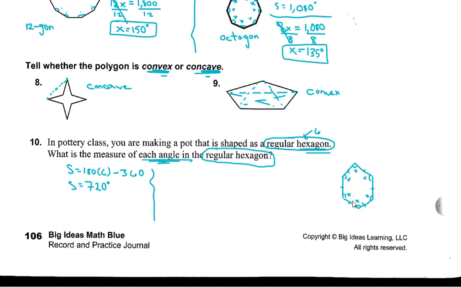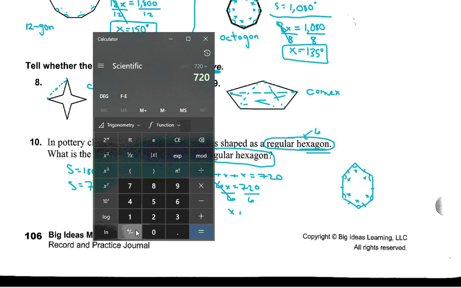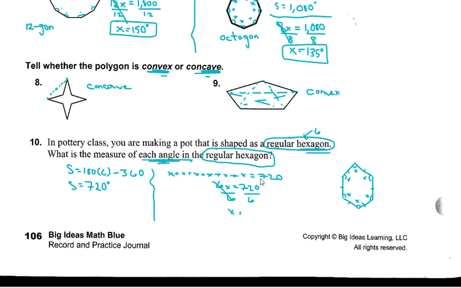So if I add up all the angles, 1, 2, 3, 4, 5, 6 of these x's, I could write this out as x plus x plus x plus x plus x plus x, 6 of them. If I add up all those, I should get 720. In other words, 6x equals 720. So I need to solve for that to find each angle's measure. Let's divide by 6, and I get x equals 720 divided by 6, 120 degrees. And that is your answer to this question.